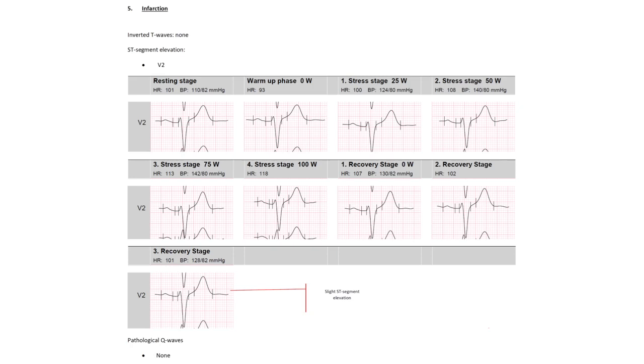Then in terms of ST segment elevation, as previously mentioned, if ST segment elevation or depression exceeds 0.2 millimeters or 2 small blocks, then it has clinical importance, and we've seen this in lead V2, indicating probably injury to the anterior part of the heart. However, it was really not as bad. It only slightly exceeded 0.2 millimeters, and therefore I wouldn't worry. There were no pathological Q waves observed during the test.